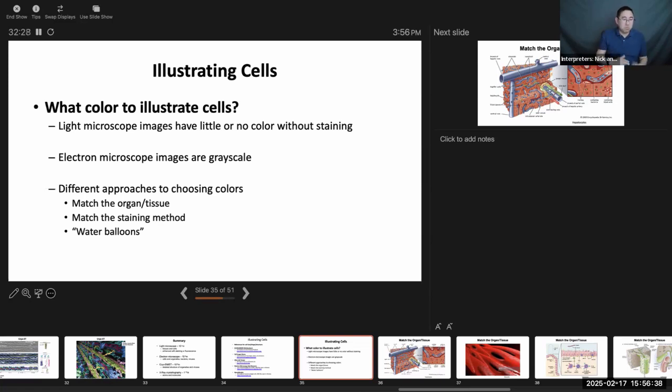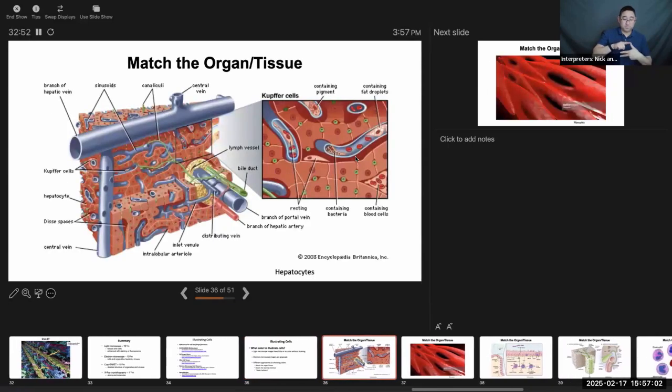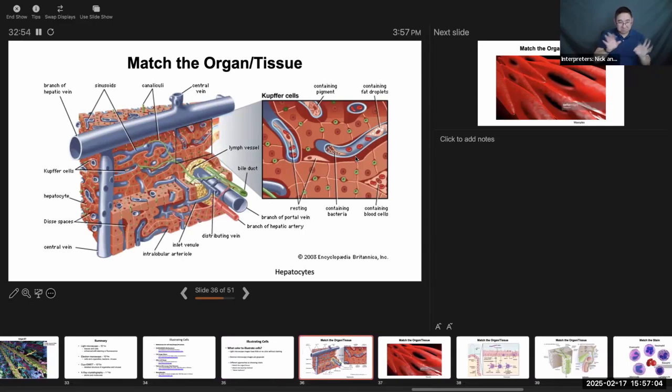So there are some common approaches. I'm sure there are others beyond what I've listed here. Really, you're kind of wide open. You can color the cells just about anything you want, but I thought I would just share with you some examples of some approaches that I see used commonly and approaches that I've used myself. So the first approach is pretty straightforward and simple. If you've got to illustrate cells, illustrate the cells to match the color of the tissue that they're part of.